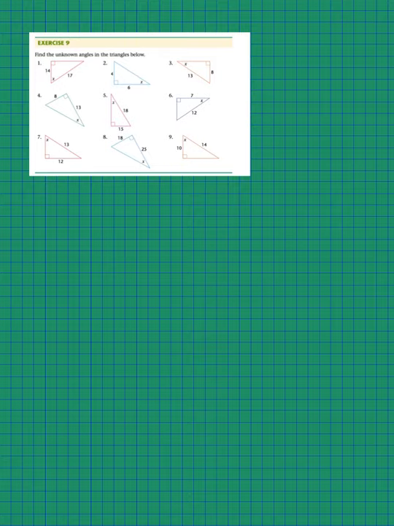We are going to be working through exercise 9 and 10 from your textbooks. What are we doing today, Claire? We're trying to find the size of these angles in the right angle triangles, and we know that we're going to be using our trig ratios in order to solve for x.